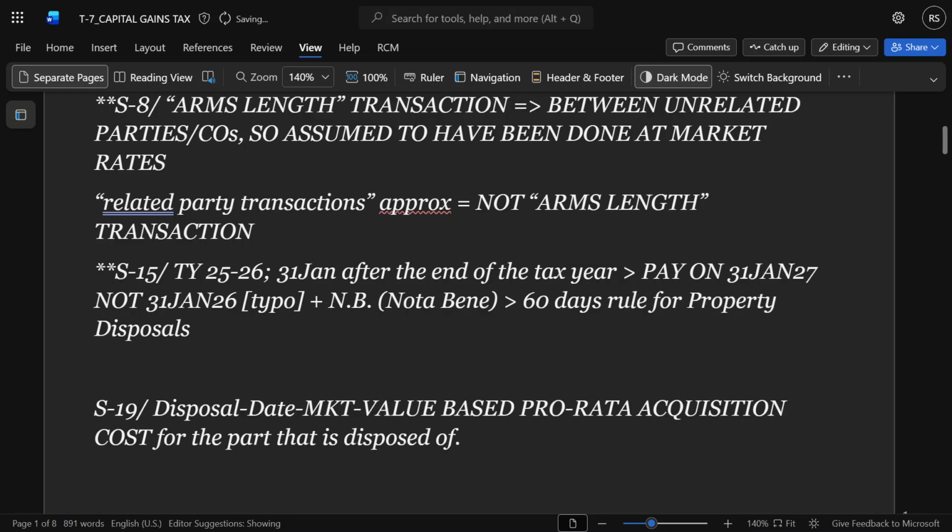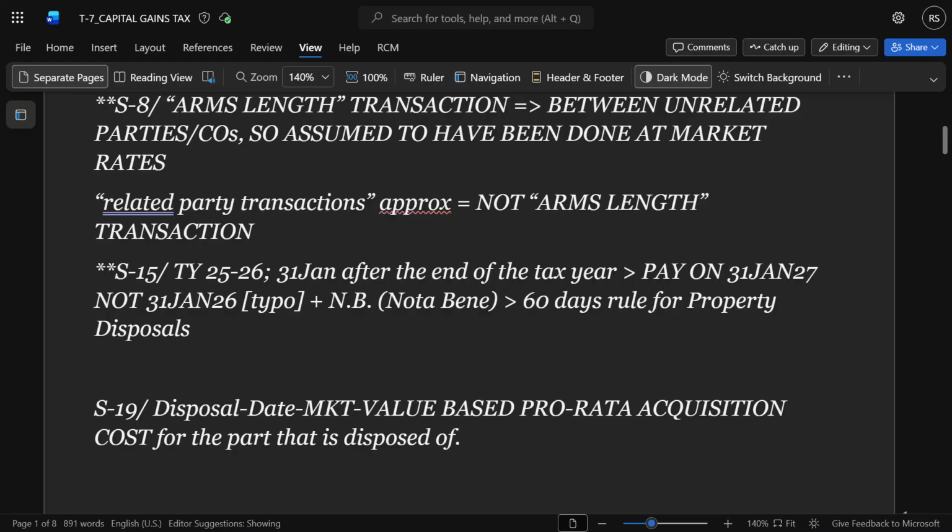So if there is a question on the payment dates for capital gains tax, your full answer has to be that the general rule is the payment has to be made and the return has to be filed by 31st January after the end of the tax year. So for 25-26, it will be 31st January 2027.